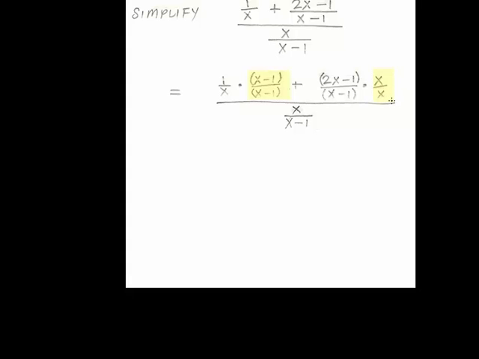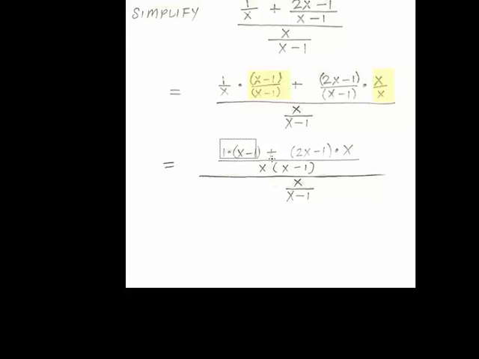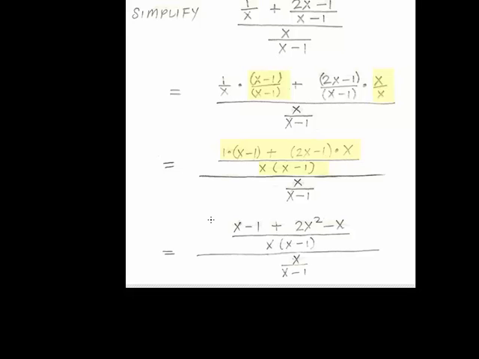Now we have common denominators and we can combine those two fractions in the numerator. When we combine, we get 1 times (x - 1) plus (2x - 1) times x over that common denominator x times (x - 1). Now we just need to multiply out those terms and combine them. And when we multiply out, we get x minus 1 plus 2x squared minus x. So our result is the fraction (2x squared minus 1) over x(x - 1), over the denominator fraction of x over (x - 1).